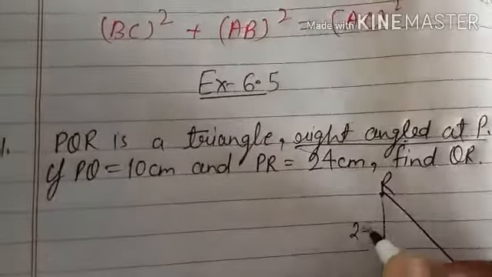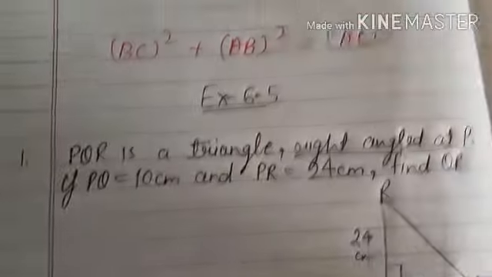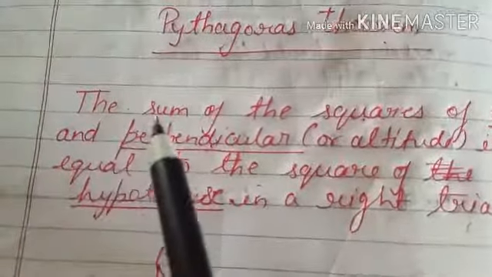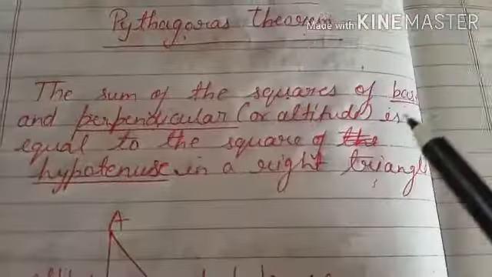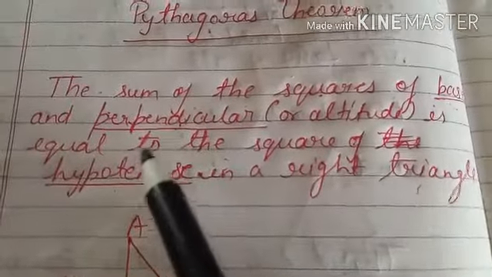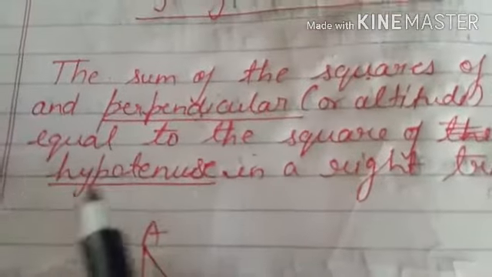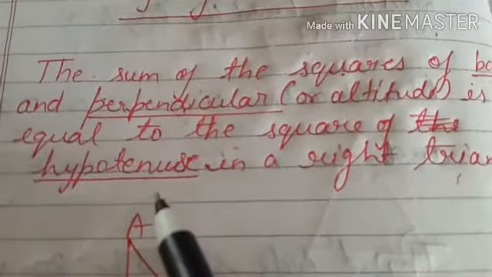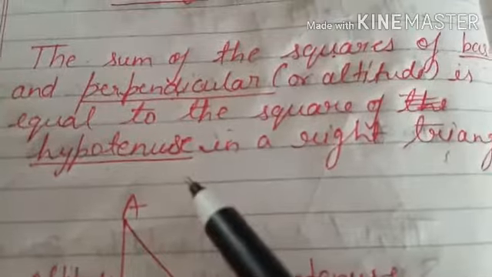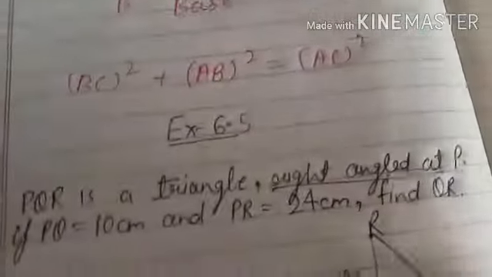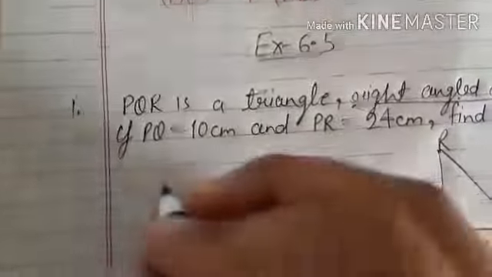As I told you yesterday, the Pythagoras theorem is that the sum of the squares of base and perpendicular is equal to the square of the hypotenuse. यानी कि बेस और परपेंडिकुलर के स्क्वायर्स का सम जो होता है, वो किसके इक्वल होता है? हाइपोटेनियस के स्क्वायर के. So let's use the Pythagoras theorem here.